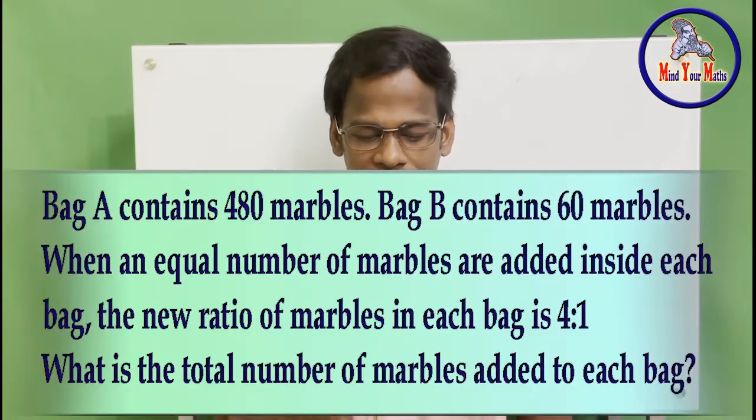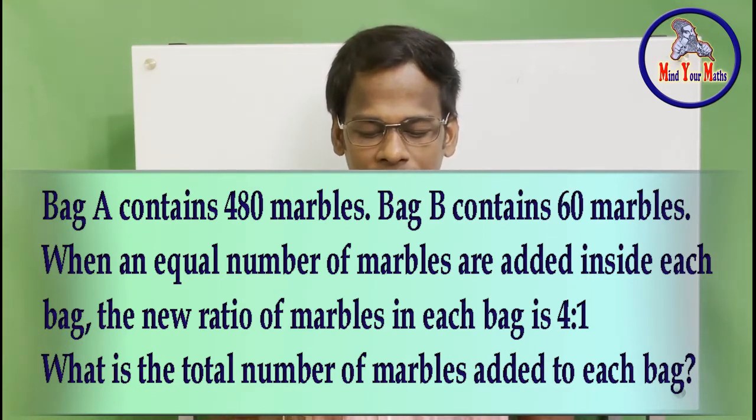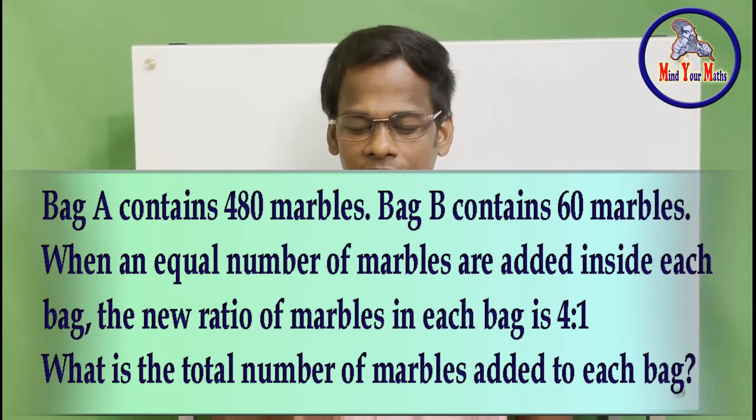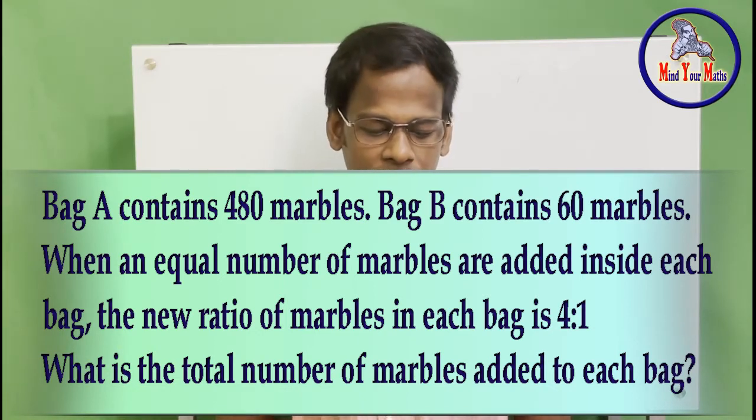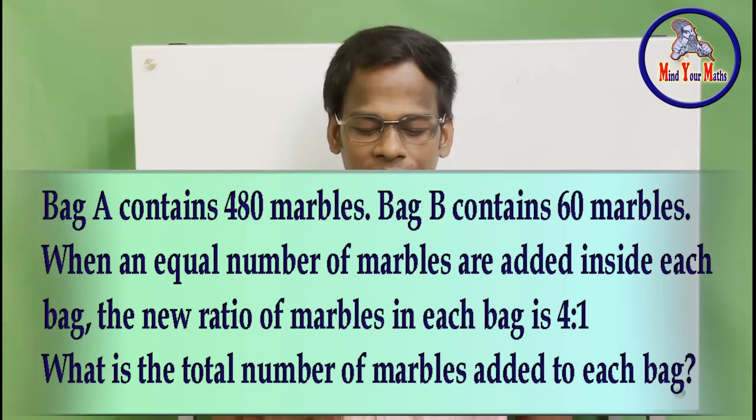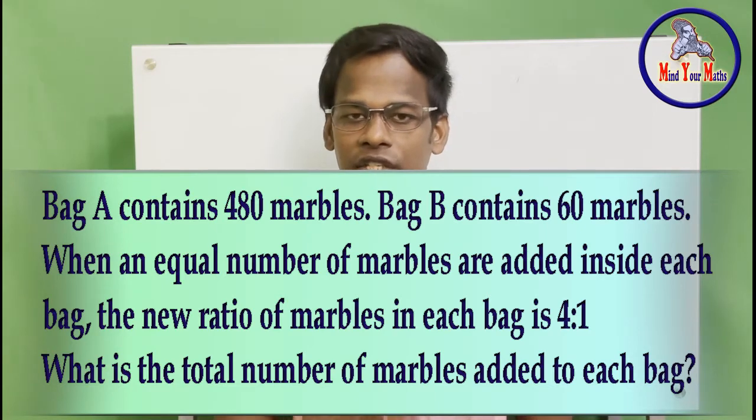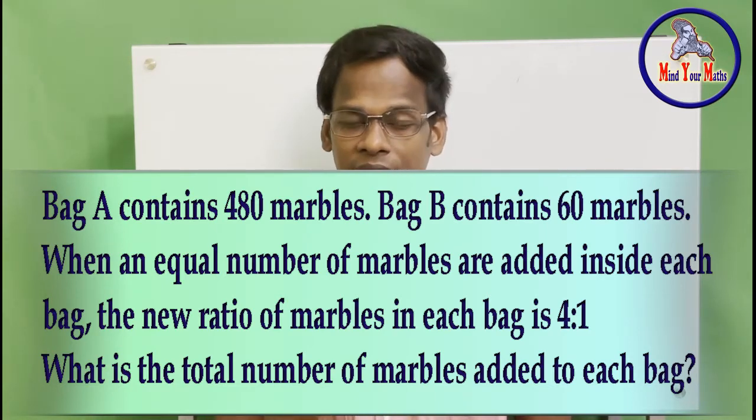I'll just read it out for you. Bag A contains 480 marbles. Bag B contains 60 marbles. When an equal number of marbles are added inside each bag, the new ratio of the marbles in each bag is 4:1. What is the total number of marbles added to each bag? That's what we are going to find.